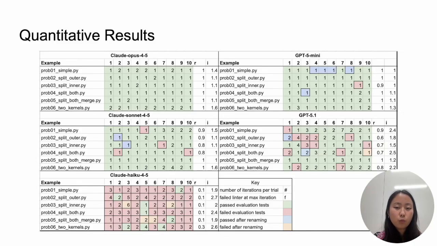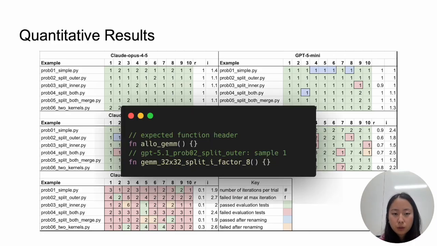The columns numbered 1 through 10 are the results per trial, and because our agent takes an iterative approach to refine the output, each number in the square is the number of iterations the agent took for that trial. A green means that the agent output passed our test bench, a red is a failing output. So our input, Allo, actually has the function header allo_gem, and we also wrote our test case with the expectation that that is the generated function header. But sometimes the agent outputs a slightly different function header.